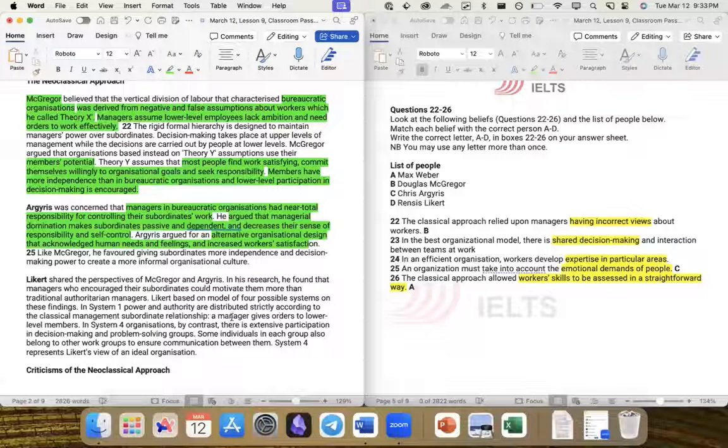In system 4, by contrast, there is extensive participation in problem solving groups. Some individuals in each group also belong to other work groups to encourage communication. System 4 represents a view of an ideal organization, the best organization model.